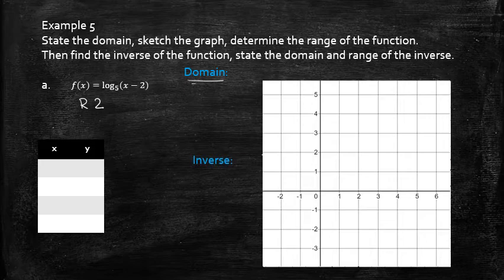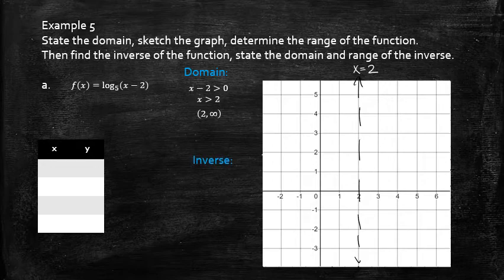Okay, let's start off with the domain. Whatever we plug into the log function has to be positive. So this means that x minus 2 must be greater than 0, which means x has to be greater than 2. So the domain is from 2 to infinity. We could even put this vertical asymptote on our graph right now. So the vertical line x equals 2 is our vertical asymptote.